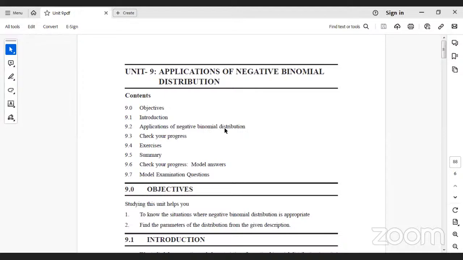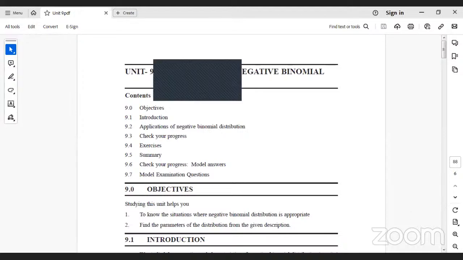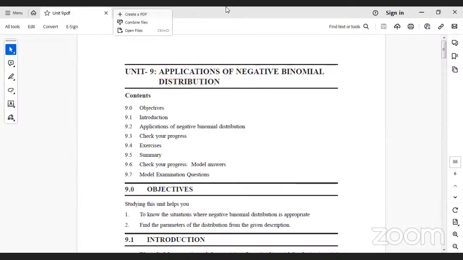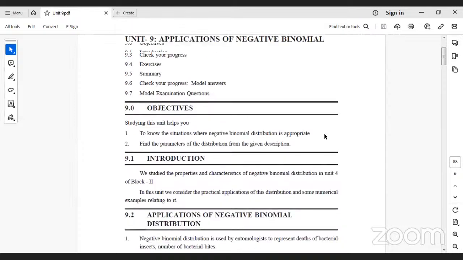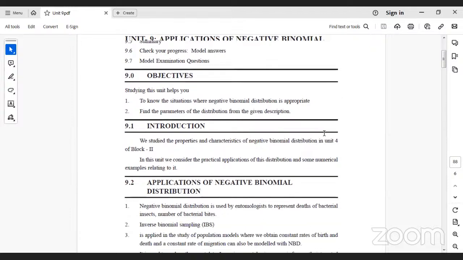Applications of negative binomial distribution. I will just introduce this one; tomorrow, in the next class, we will discuss it. To know the situations where negative binomial distribution is appropriate, and to find the parameters of the distribution in the given description. In unit 4 also you have studied this one. The problems you have to do here.